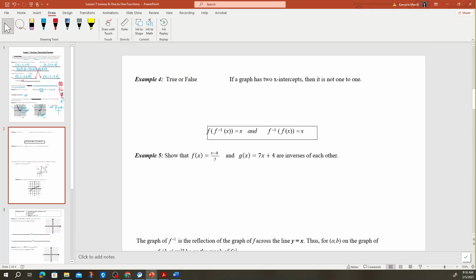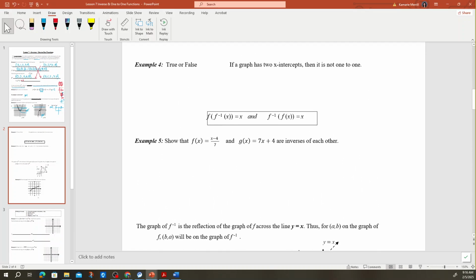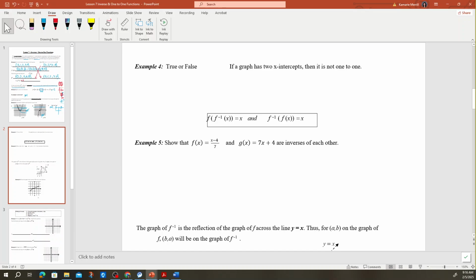Let's go ahead and move on to the next slide. We're going to go to example 4. True or false? If a graph has two x-intercepts, then it is not one-to-one. True or false? True.